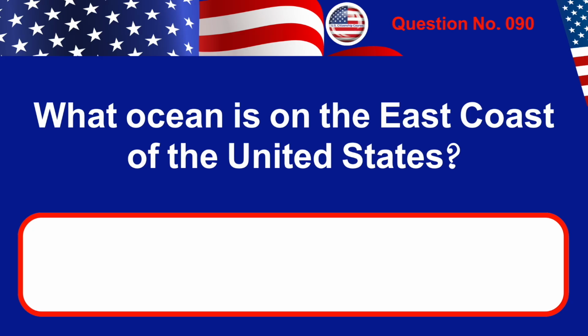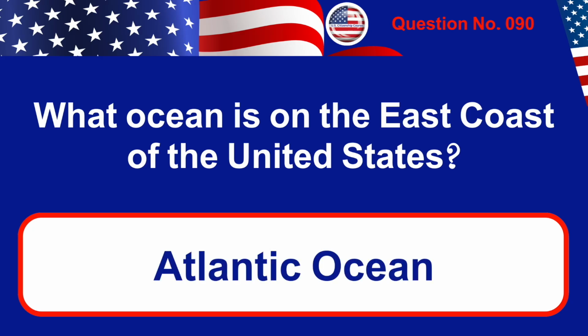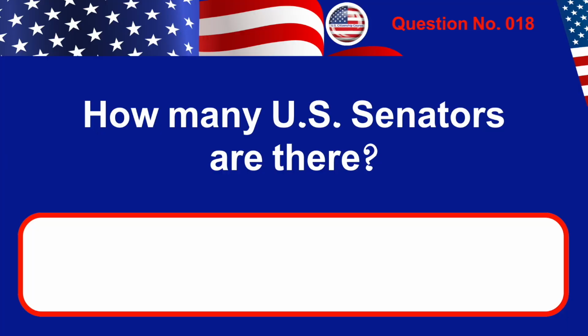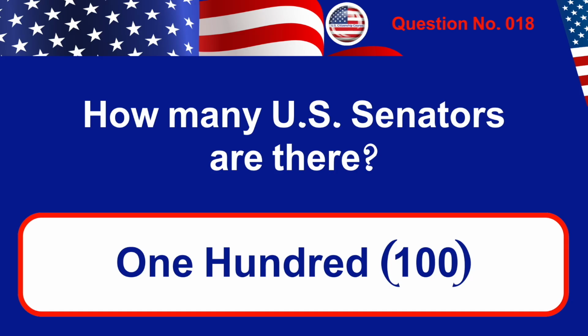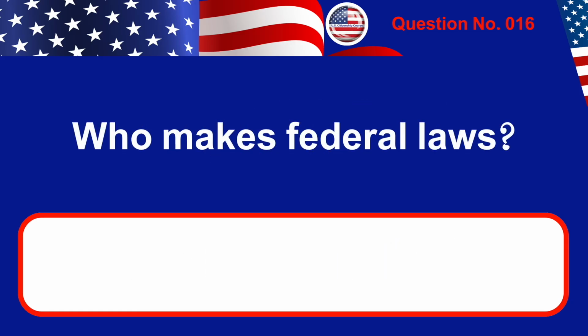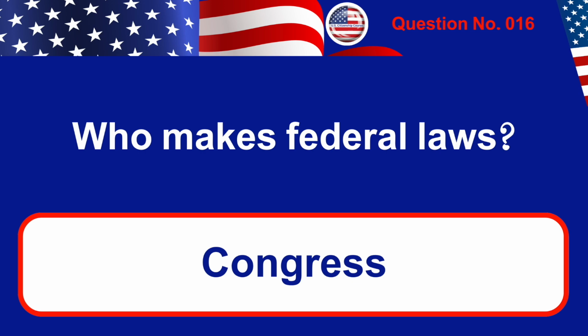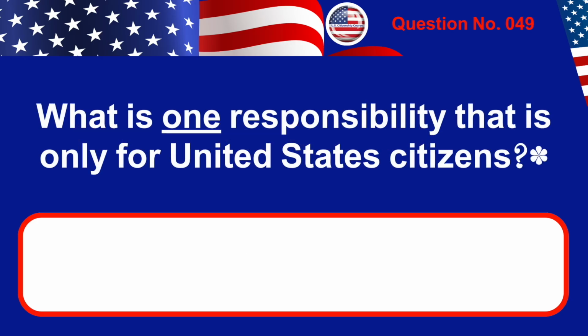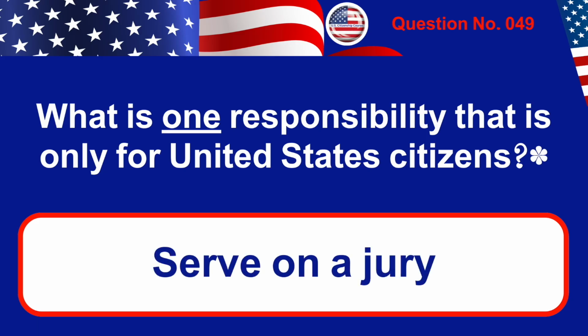What ocean is on the east coast of the United States? Atlantic Ocean. How many U.S. senators are there? 100. Who makes federal laws? Congress. What is one responsibility that is only for United States citizens? Serve on a jury.